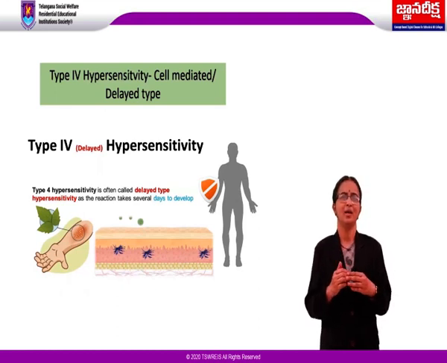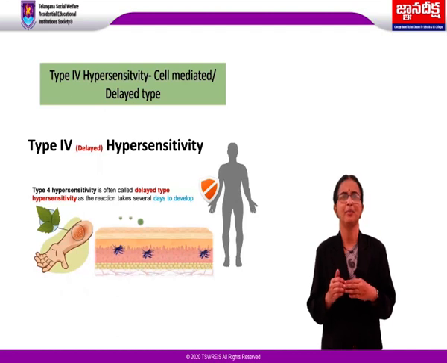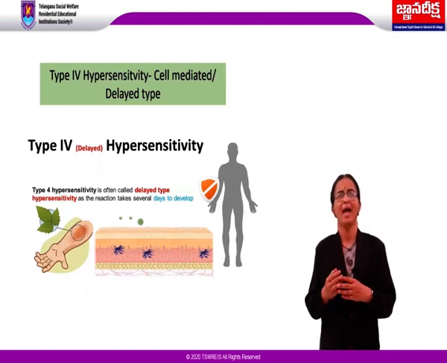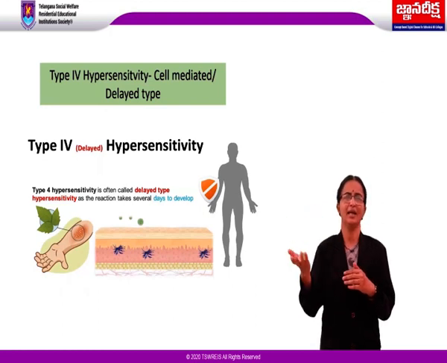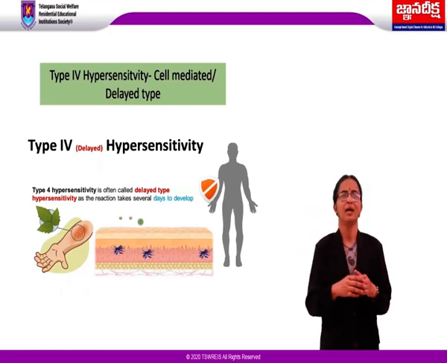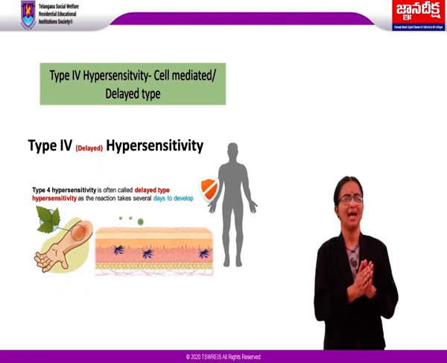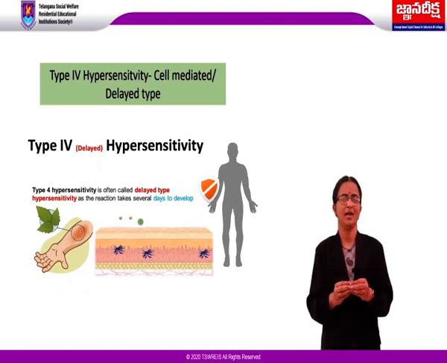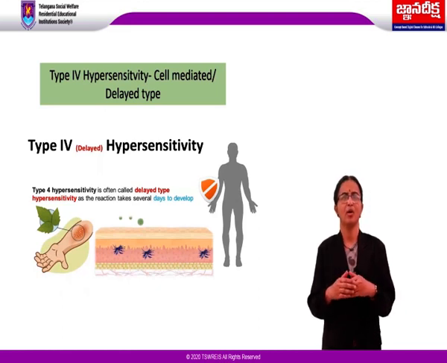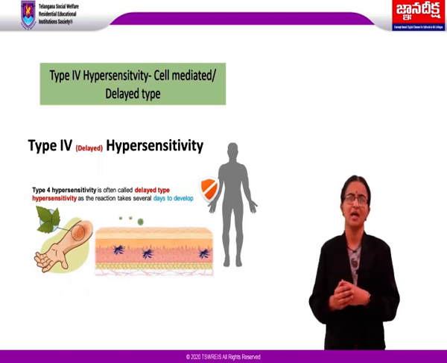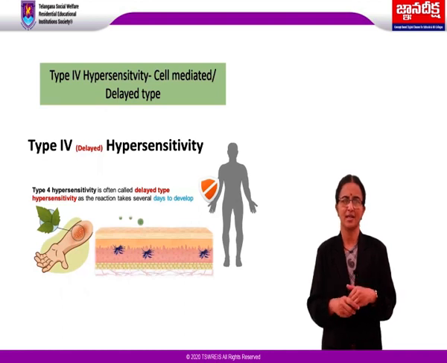This is called delayed type of hypersensitivity because it appears after 24 hours and peaks at 48 to 72 hours after second exposure to the antigen. The T helper cells, which are a class of T cells, are involved in this type of hypersensitivity. It was first observed by Robert Koch in guinea pigs while working with tubercle bacillus.